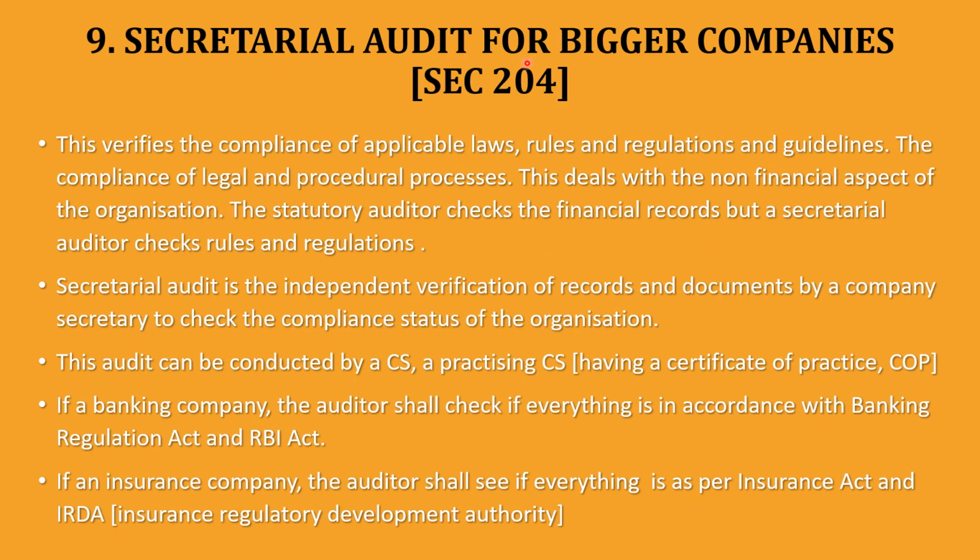Ninth is the secretarial audit for bigger companies under Section 204. This verifies the compliance of applicable laws, rules, regulations, and guidelines. This is compliance of legal and procedural processes. See, audit is generally considered with the financial aspect of the company, but this secretarial audit deals with the non-financial aspect of the organization. The statutory auditor will check the financial records, but a secretarial auditor will check the rules and regulations. Is the company following all the laws, rules and regulations and guidelines? This is what the secretarial audit is doing.